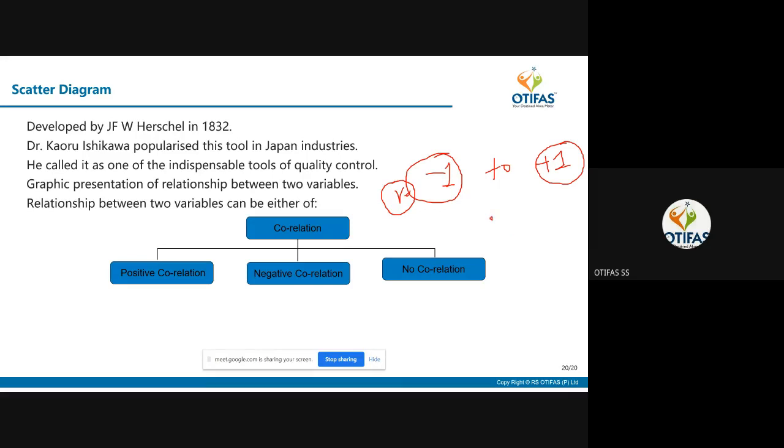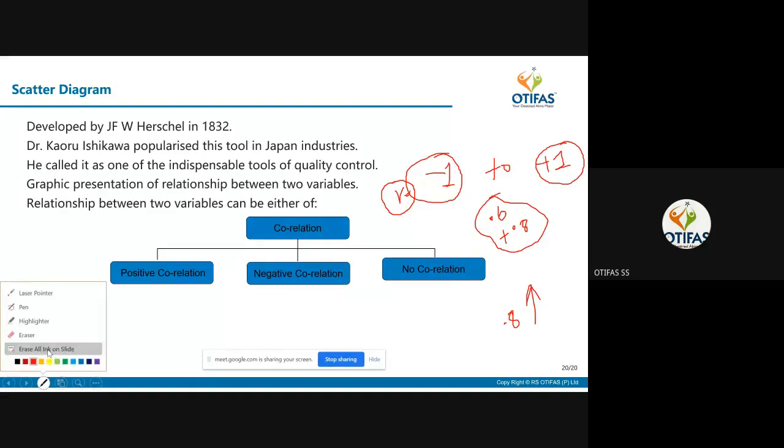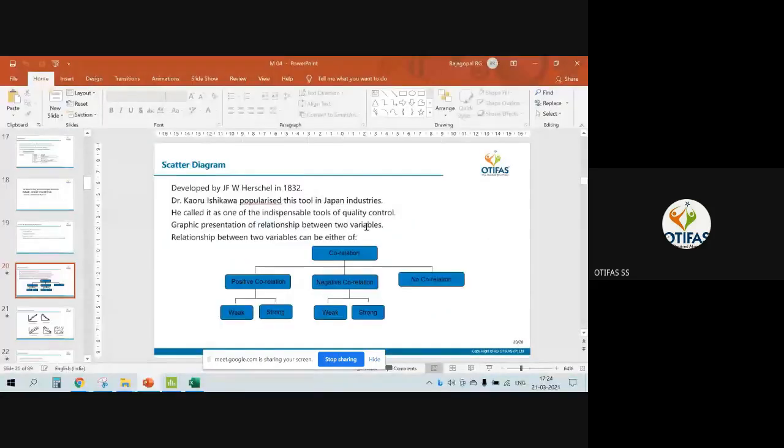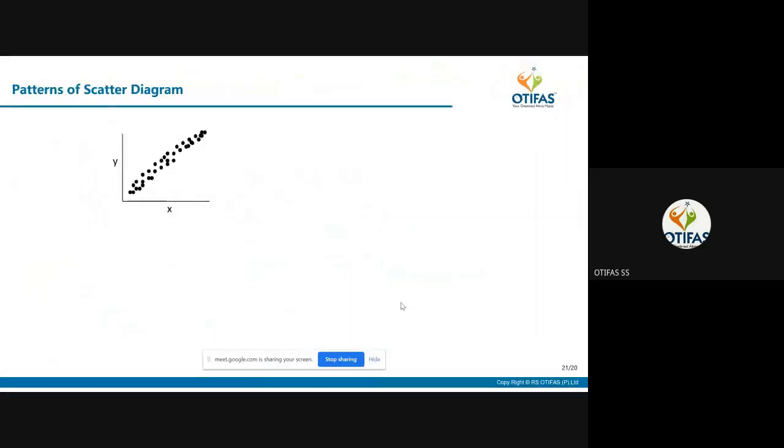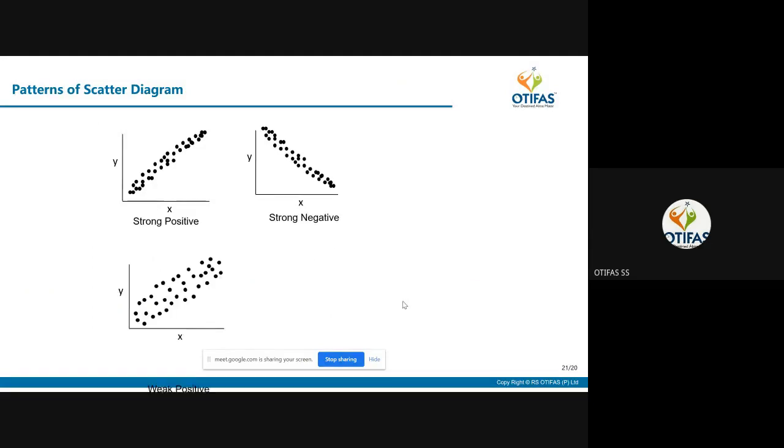So if you get anything between 0.6 to 0.8, we say a weak correlation. And anything above 0.8, we say it is a strong correlation. And if it is zero, there is no correlation. Below this, there is no correlation. Let's do an example. So it is like this. You can get a strong positive, strong negative, weak positive, weak negative, and no correlation.